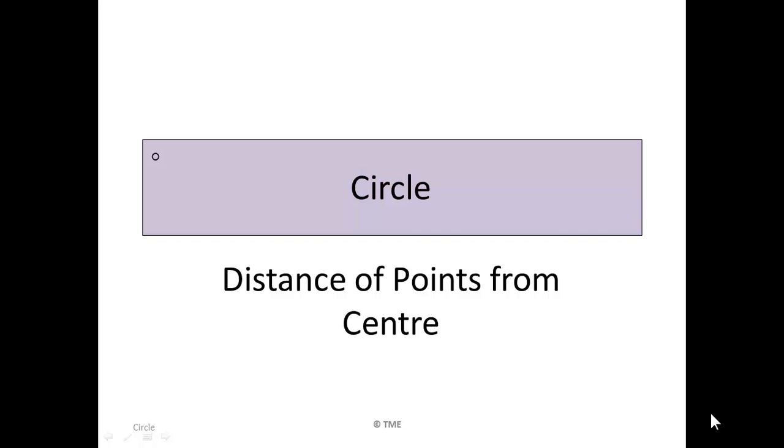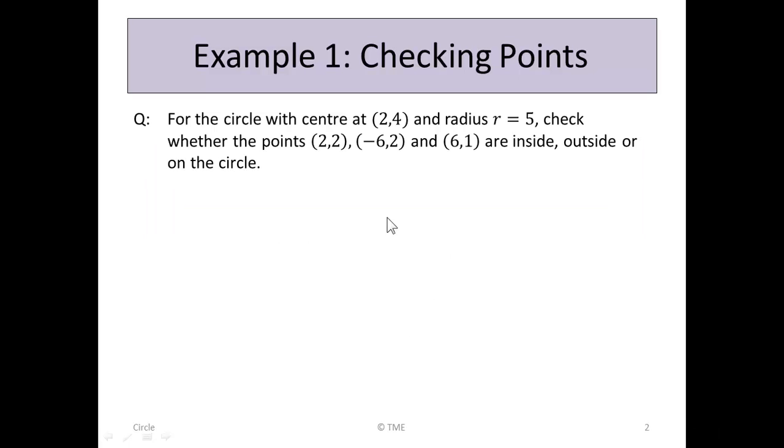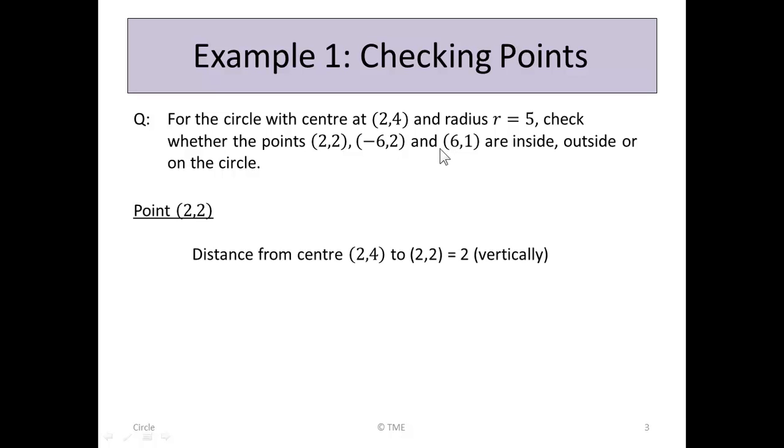Circle. Distance of points from centre. Example 1. Checking points. For the circle with centre at (2, 4) and radius r equals 5, check whether the points (2, 2), (-6, 2) and (6, 1) are inside, outside or on the circle.